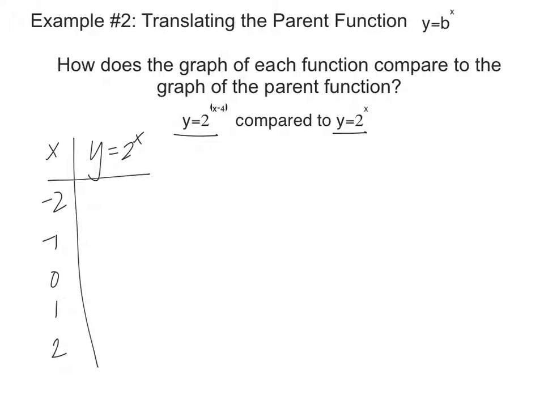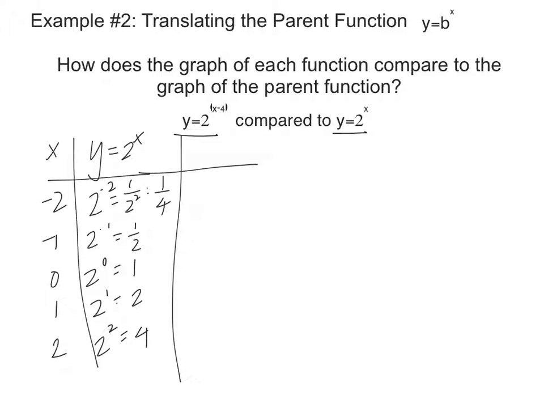If I substitute in 2 to negative 2, we should know that's 1 over 2 squared, which is 1/4. 2 to the negative 1, we know is 1 over 2. 2 to 0, we know is 1. 2 to 1, we know is 2. And 2 squared, we know is 4. Okay. But if I add on my comparison column, y equals 2 to the x minus 4, it makes a little bit of a difference.